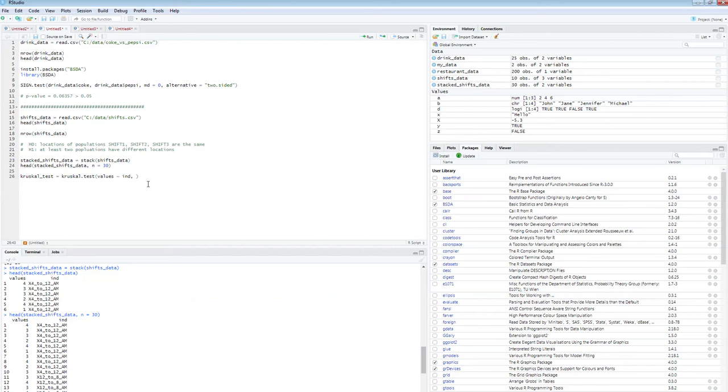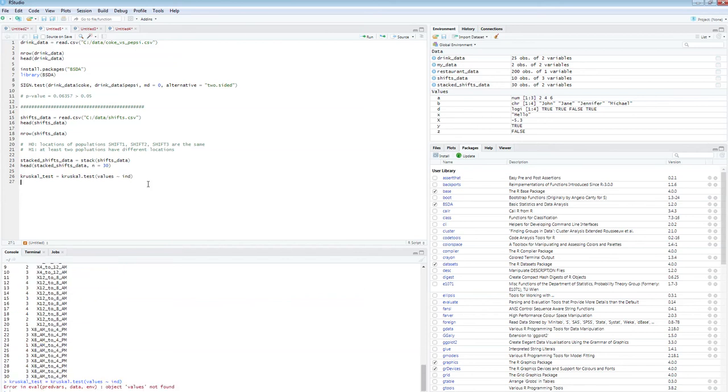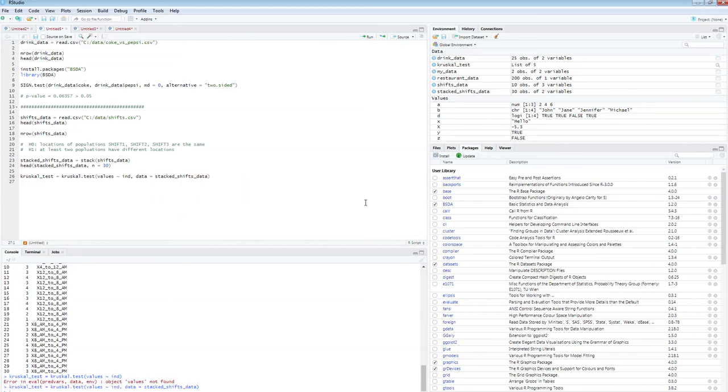But if I leave it like that, nothing is going to happen. It will say, I don't know what you mean. Values, that's weird, I don't know anything by the name of values, so I have to specify where it comes from. So I'm gonna say data, use data, this one right here, stacked shifts data, just like that. All right, and that's done. So let's take a look at the summary of the model. Summary of Kruskal test, bam.